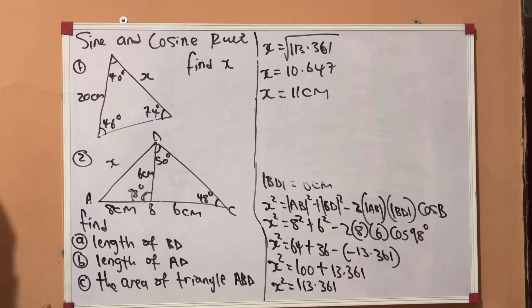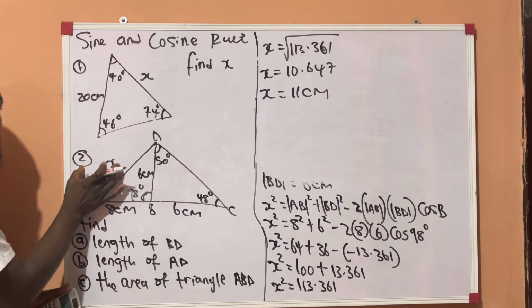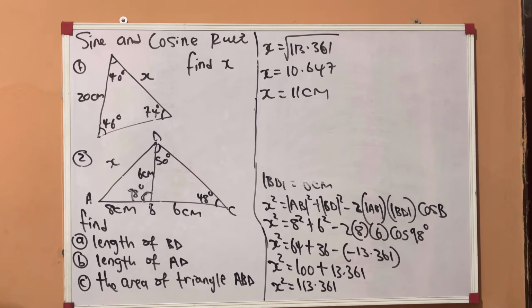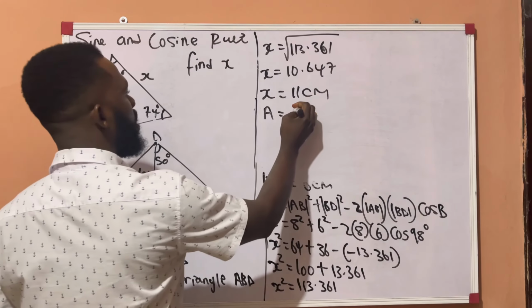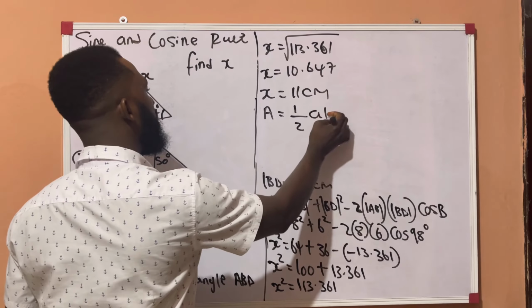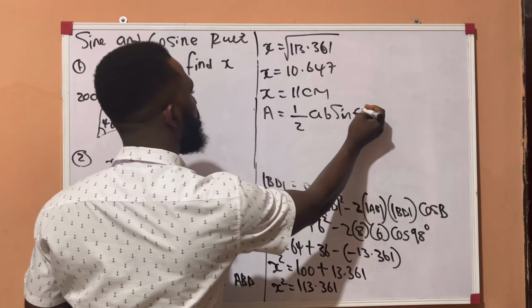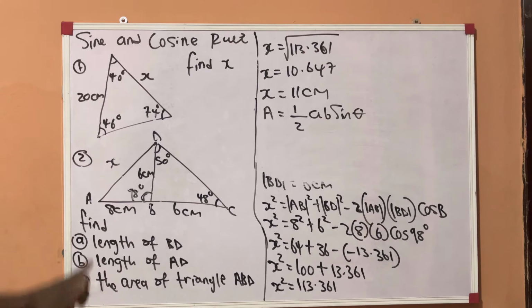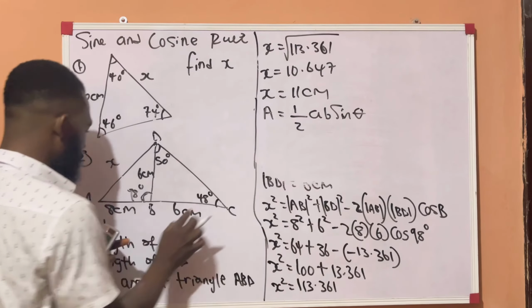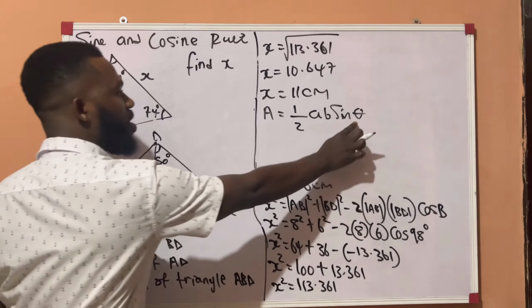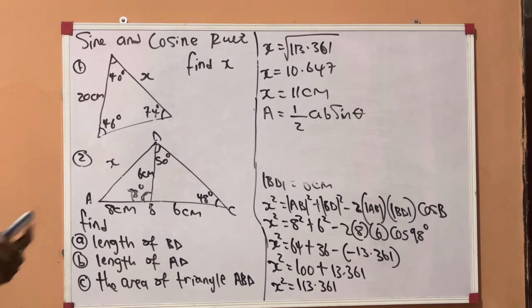The area of triangle ABD, the area of this triangle. Don't forget that there are different formulas for solving the area of a triangle. The formula that we are going to be applying is area is equal to half ab sine theta. Here, a simply means line BD, b simply means line AB, and theta simply means the angle between them.